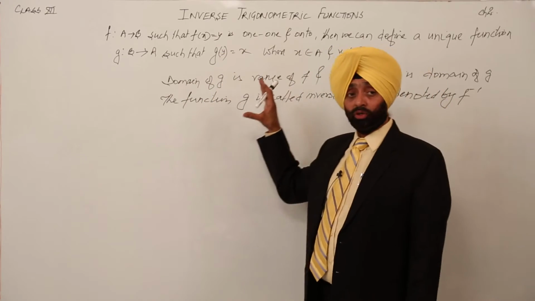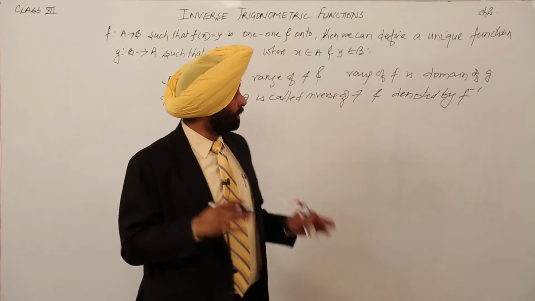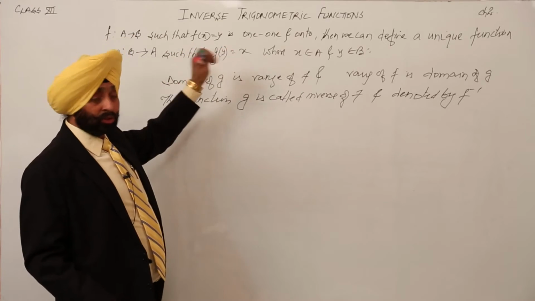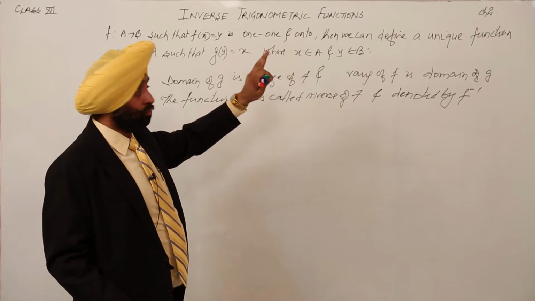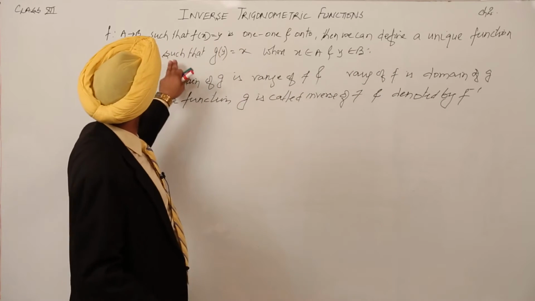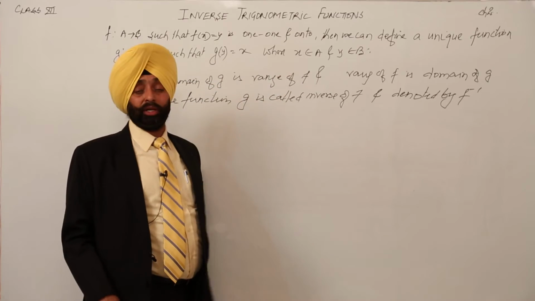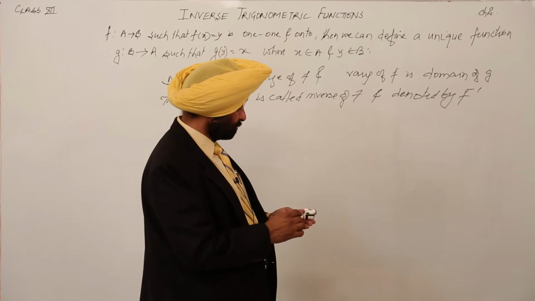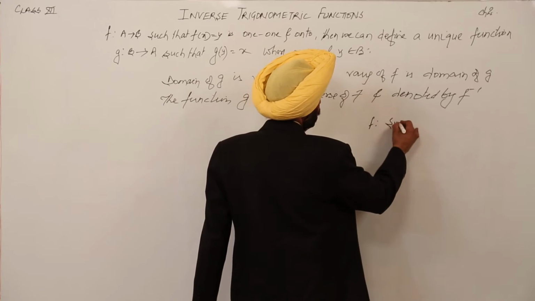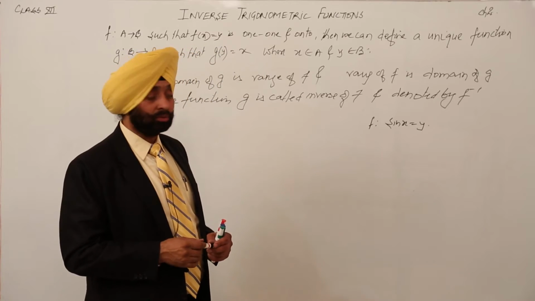Because we are going to use this definition in our concept, for the basic concept. Now again, for a function f from A to B such that f(x) is equal to y is 1-1 and onto, then we can define a unique function g from B to A such that g(y) is equal to x, where x belongs to A and y belongs to B. Now suppose we are having a function sin x is equal to y.